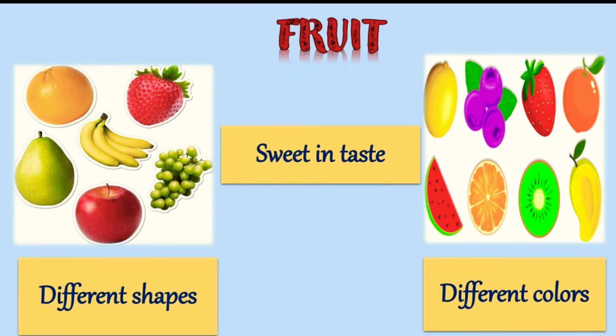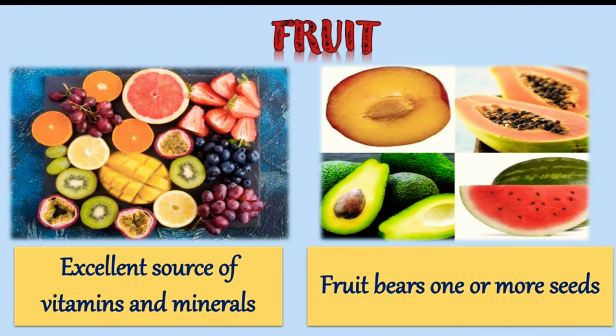After flower, the next structure we will be studying is fruit. Fruits have different shapes. They have different colors also. And the fruits are sweet in taste. Fruits are an excellent source of vitamins and minerals. And the fruit bears one or more than one seed. As you can see, there is one seed in avocado, and there are many seeds in papaya and watermelon.